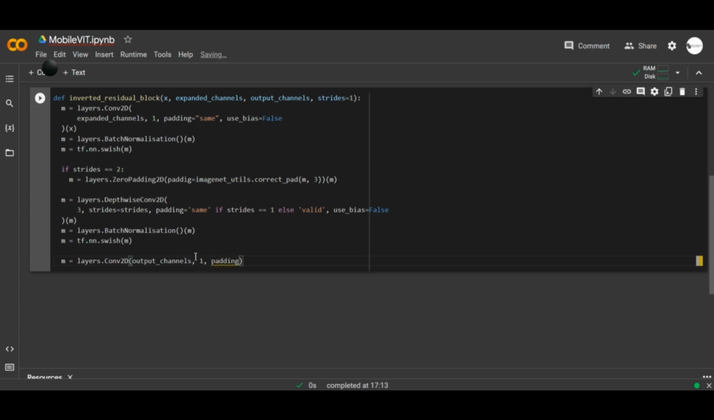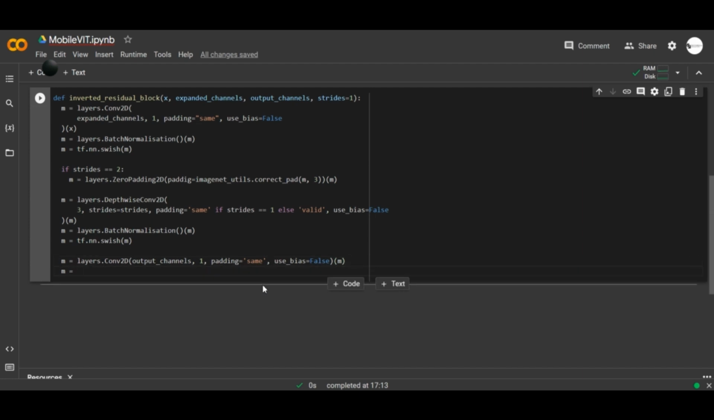So you can see here that I'm going down. Can you see this? I'm squeezing it. I'm going down to a lower dimension. So when I started, I expanded the channels, I increased the channels, but now I'm going down by applying this pointwise convolution. So this is going to be same padding. Then we're going to say use bias equals to false. Then we're going to take m like so.